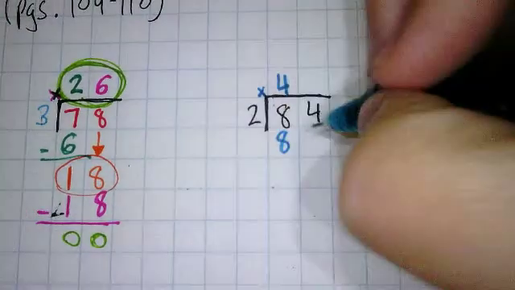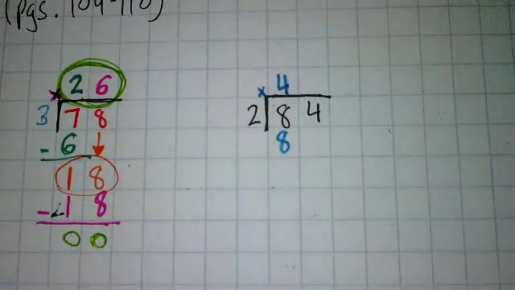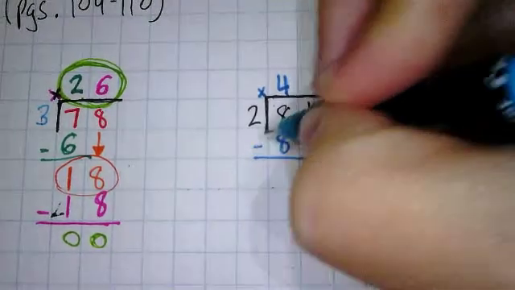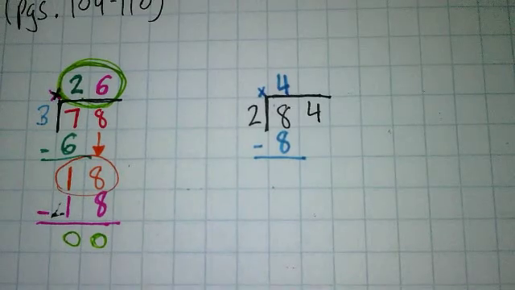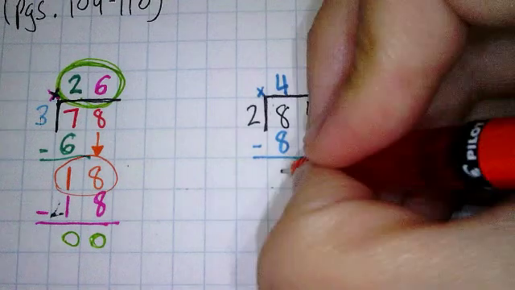And then, what do I need to do with these 2 numbers? I'm going to subtract them. Good. When I subtract these numbers, what do I get? 0. I get a 0.